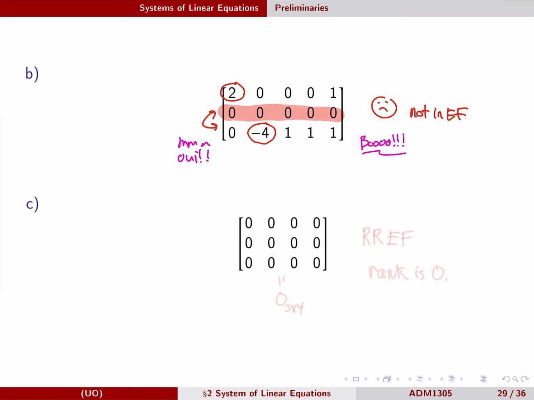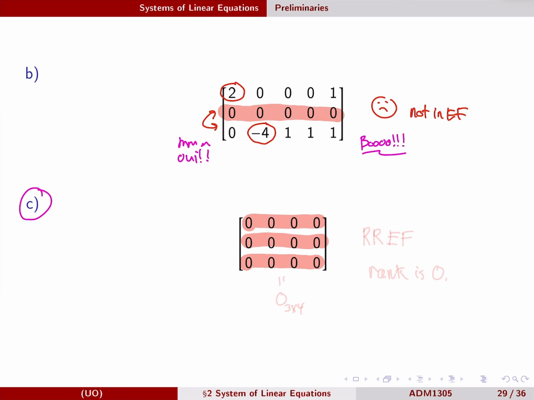Next example, the 0 matrix. Is the 0 matrix in echelon form or row reduced echelon form? The answer is actually yes for both, because here all the rows of zeros are at the bottom. So there's no leading coefficient here. All the rows of zeros are at the bottom, and so the first condition is satisfied.